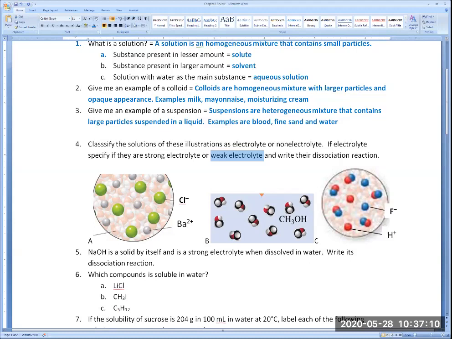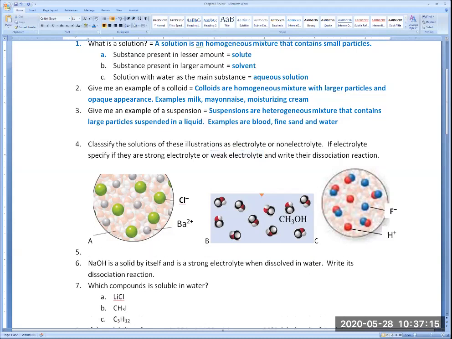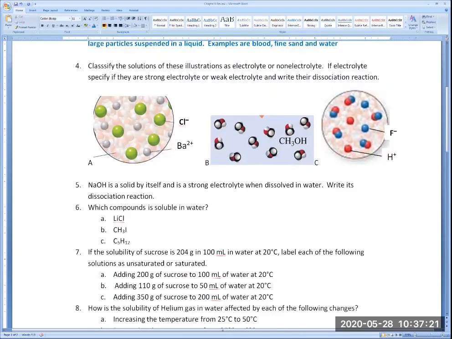But let's look at those examples and see what it means. So the first illustration here has water in the background. Hopefully it's clear enough for you, but water is in the background, and then you have those chloride ions, the green balls, and then the barium 2+ ions, which are the gray balls. So can you tell me if this is a strong electrolyte, a weak electrolyte, or a non-electrolyte?